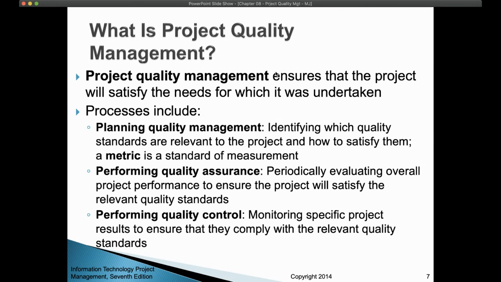Then the third process is performing quality control. This goes under the monitoring and controlling phase. And in this process, we monitor specific project results to ensure that they comply with the relevant quality standards. So here you want to ensure that the results comply to the standards that you already adopted in this project.